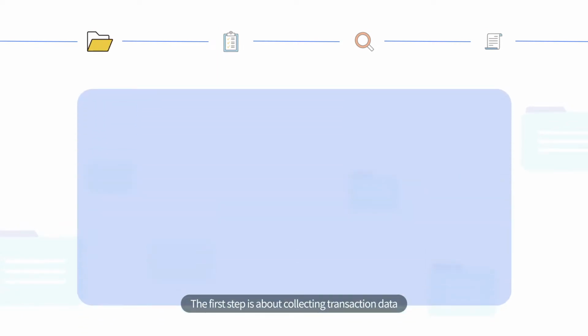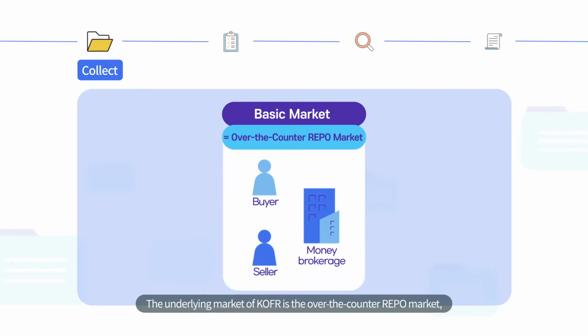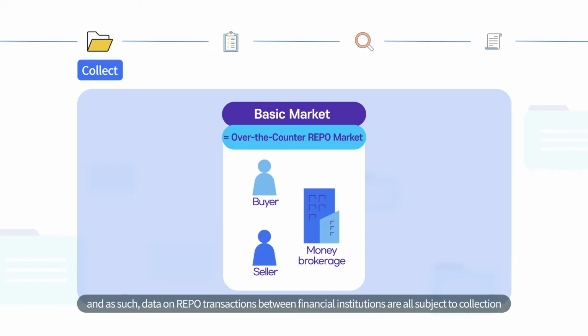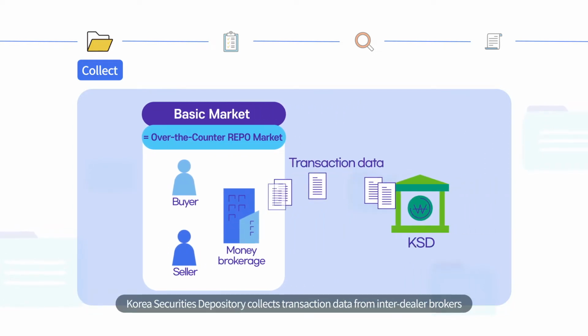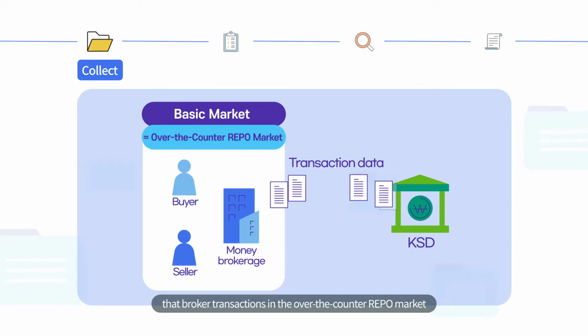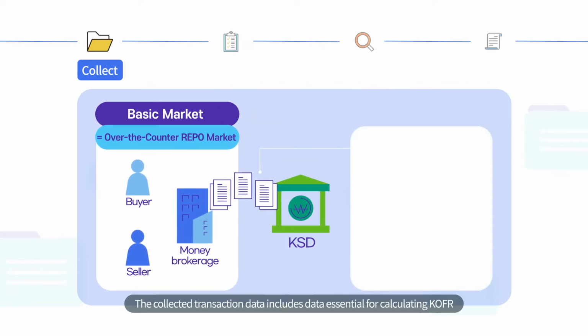The first step is about collecting transaction data. The underlying market of KOFR is the over-the-counter repo market, and as such, data on repo transactions between financial institutions are all subject to collection. Korean Securities Depository collects transaction data from interdealer brokers that broker transactions in the over-the-counter repo market. The collected transaction data includes data essential for calculating KOFR.